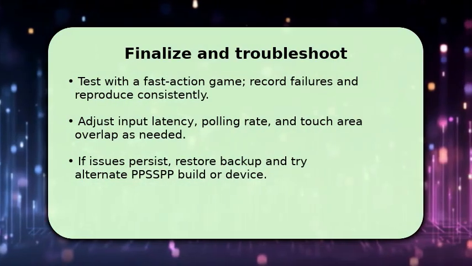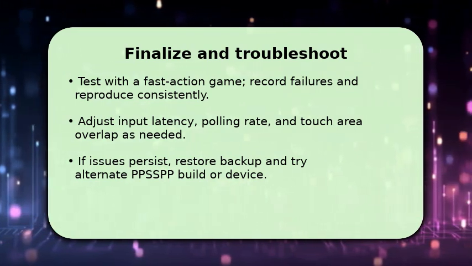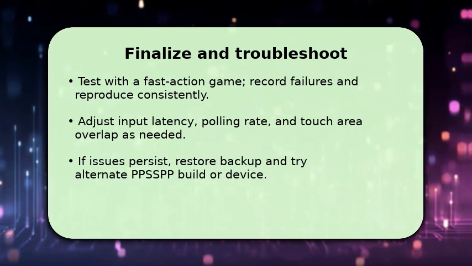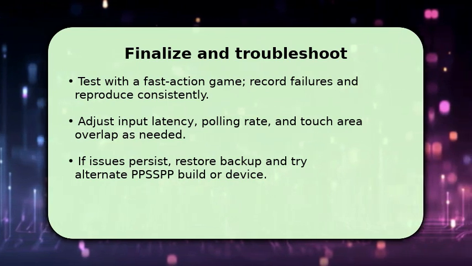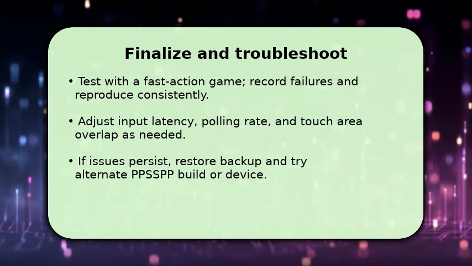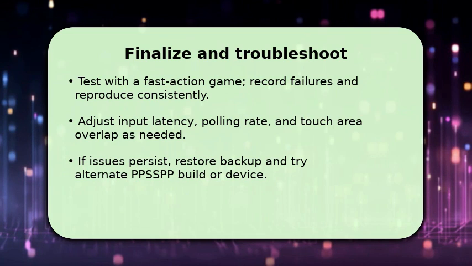Finish by testing in-game. Pick a fast-action title and perform combined inputs repeatedly to confirm stability. If you miss inputs, tweak input latency, polling rate, and reduce touch area overlap. These changes lower ghosting and improve simultaneous detection. Make incremental changes and retest each time.